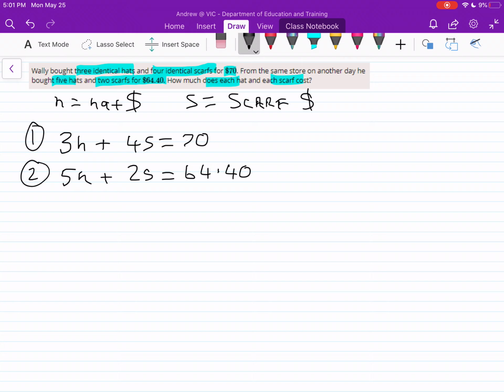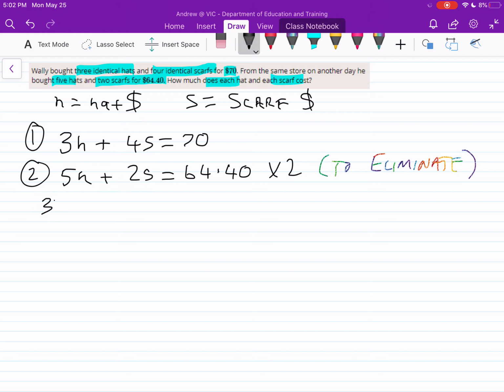So now it's all about getting our variables the same. You can do it by elimination or substitution. It doesn't state in the question, so you can feel free to use either way. I'll probably use elimination for this. Okay, so I'm going to multiply the second equation by 2 so I can get the coefficients of scarves the same, so I can eliminate. So that's what the plan is there.